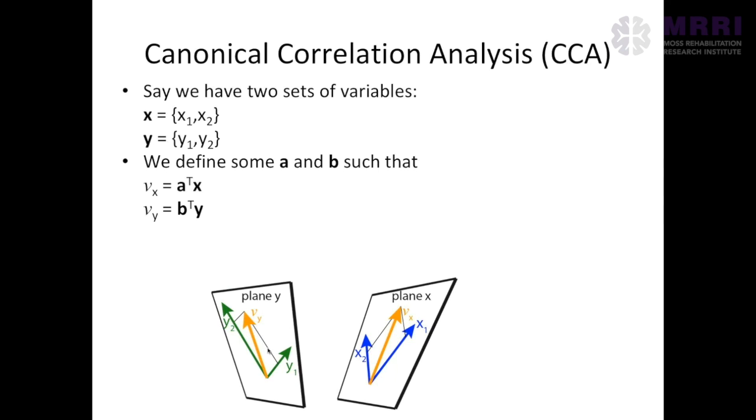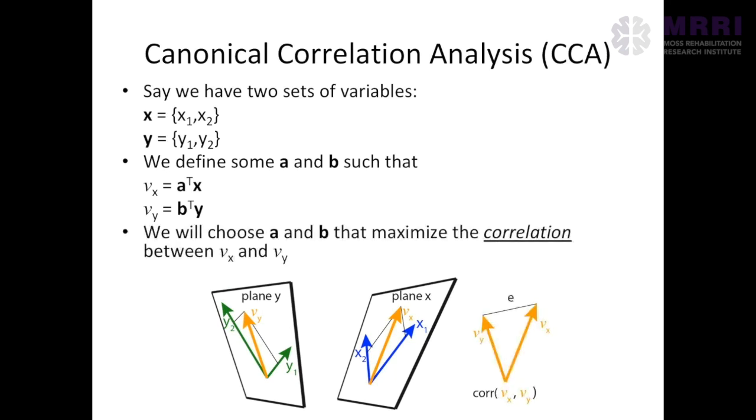And I'm going to define A and B such that they maximize the correlation between the weighted outcomes of my variables of interest. Okay, so this is a correlation, not a regression. So that's one key difference to keep in mind. You're not talking about voxels predicting behavior or something like that. You're really talking about a bidirectional relationship: how are these two things correlated with each other?